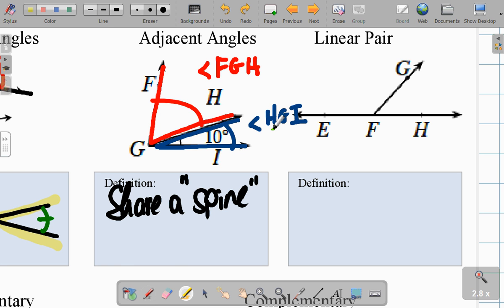Ready? I'd like you to underline or highlight the two common letters in both. You see those two letters repeated? That's because they share what's called a common ray. Yep, common ray. They share a spine. That's what I mean by spine. They're back to back.